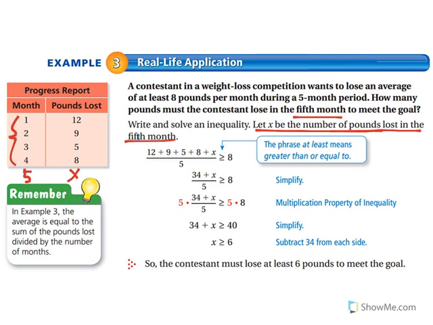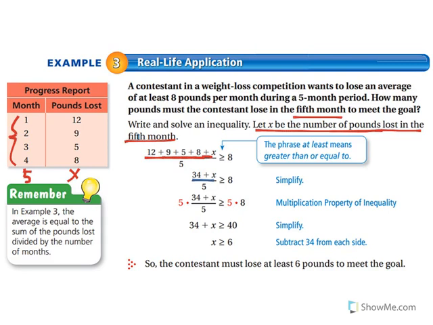Well, there are 5 months, so we're going to add up all of the pounds lost plus the unknown amount divided by 5, and that would give us the average, and we'll see what it needs to be to have 8 or more pounds lost per month during that 5-month period. So we have 12 plus 9 plus 5 plus 8 right over here, plus that x, which gets us 34 plus x.